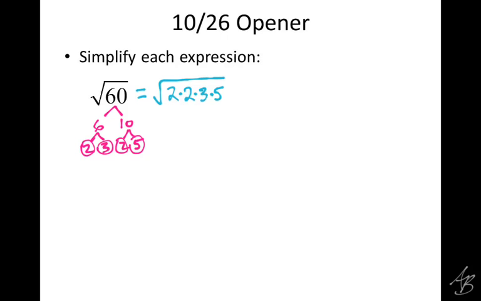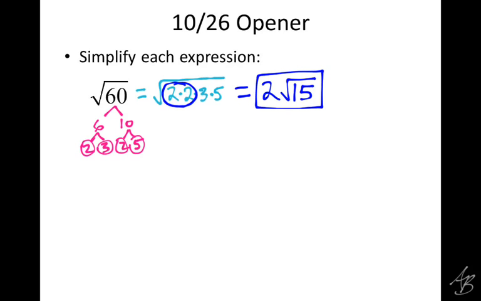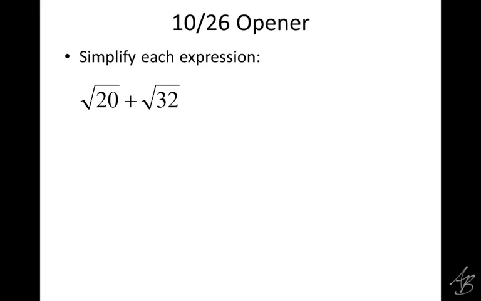Okay, and then just like the last one, we circle pairs. This time, not everything's circled, so we're going to have stuff inside and outside. So what do we end up with on the outside? And the inside? Moving on to this one.